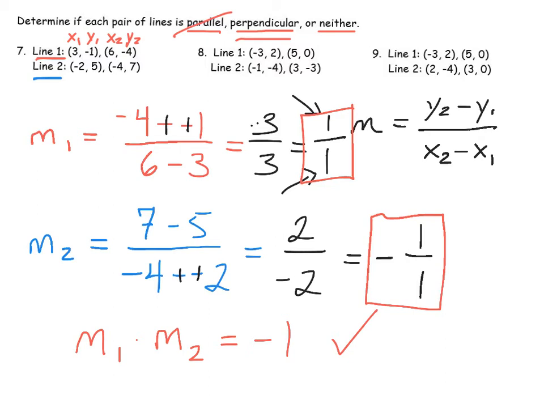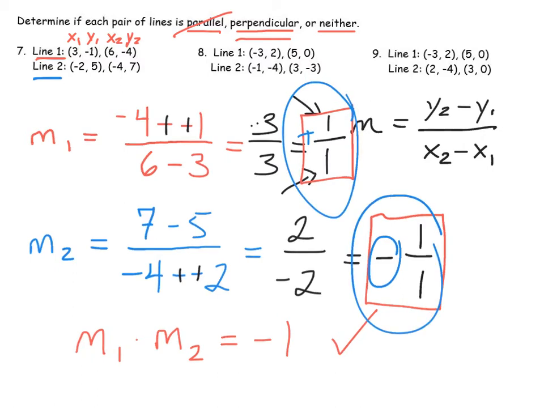All right, another way to check it is to see, are your slopes opposite reciprocals? So do they have opposite signs? This one's negative, this one's positive, and are they reciprocals of each other? So if I take the reciprocal of 1 over 1, I'm still going to get 1 over 1. So for number 7, those two lines are perpendicular. And I'll use that sign or symbol for perpendicular.